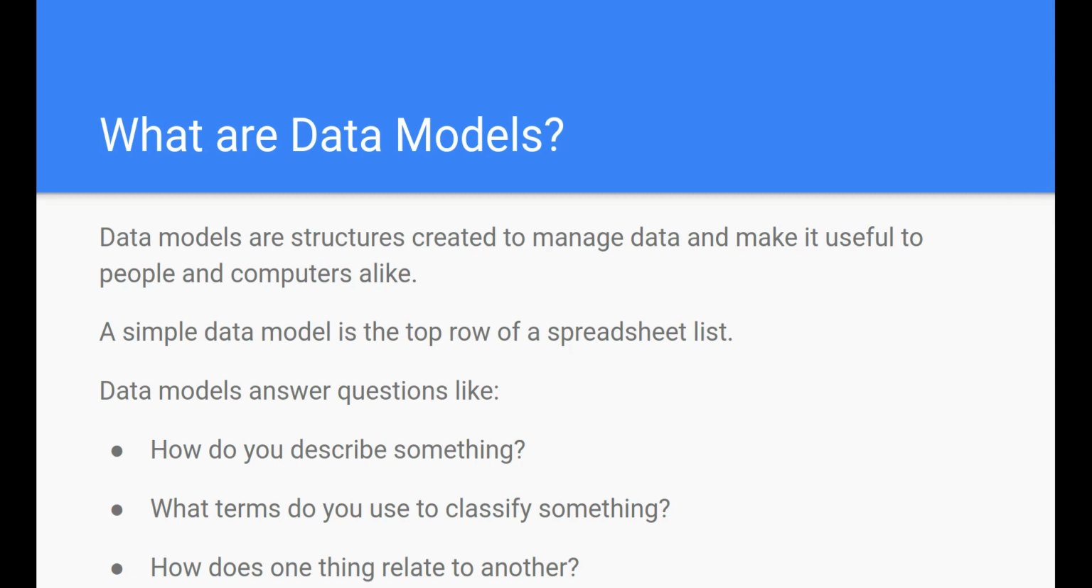How are we describing it? If it were a shopping list, what we might be describing is an item and a quantity. That's a very simple data model, with just two facets of information.